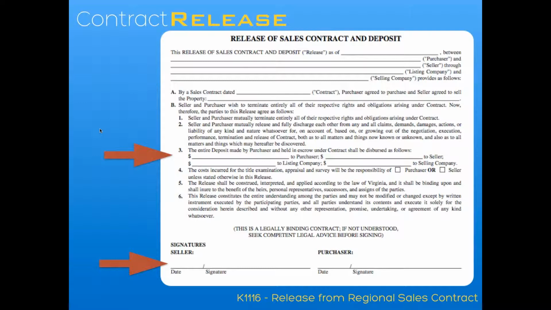Right. And so you see the form has stayed the same. If the buyer and seller decide to give that money to the listing firm, they can still put that in here. We simply remove the signature lines.